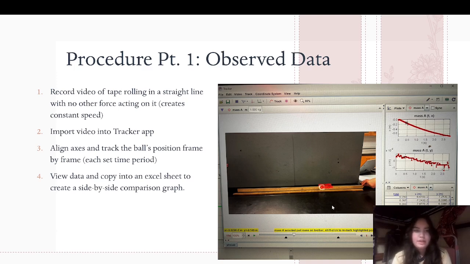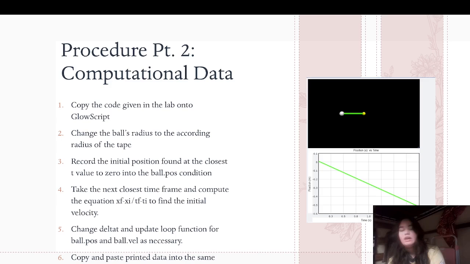For our observed data, we recorded a video of tape rolling in a straight line with no other force acting on it, other than when we pushed it. We imported that video into Tracker, aligned the axes, and tracked the tape's position frame by frame, indicated by all the little red dots that you see on the tape in the photo. Then we viewed that data and copied it into an Excel sheet to create a side-by-side comparison graph.